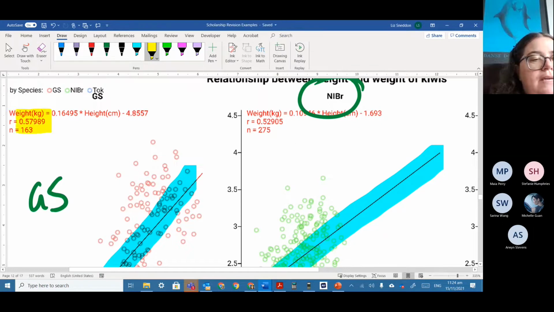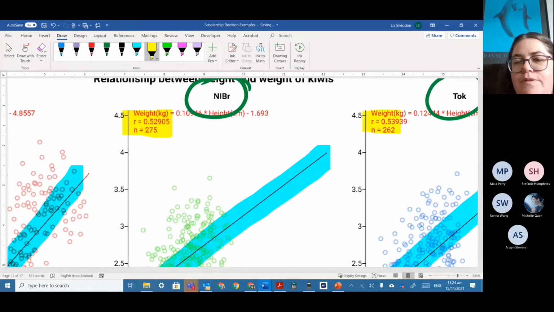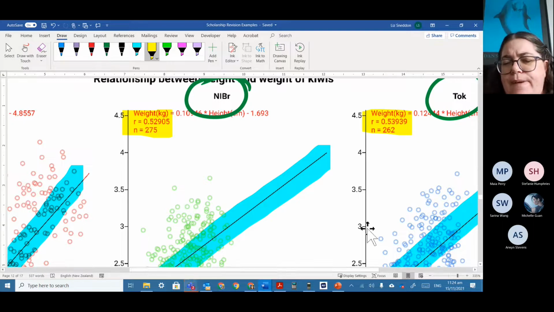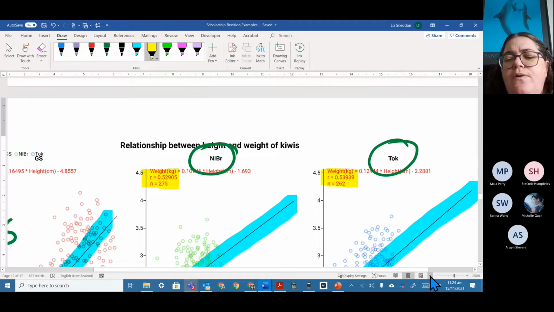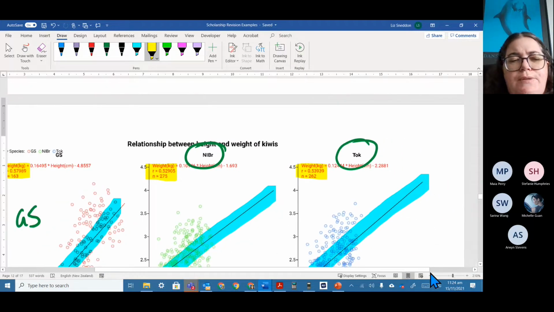is this statistic here, this R value. Now, I don't know if you guys have come across the R value before. I can't remember if I talked about that earlier in the year or not. Did I talk about the correlation coefficient? Can't remember. So correlation coefficient is just a way to measure how good that relationship is.